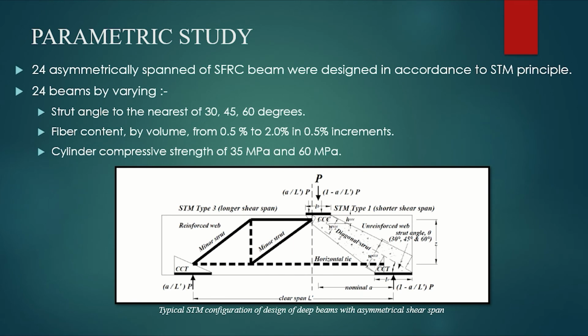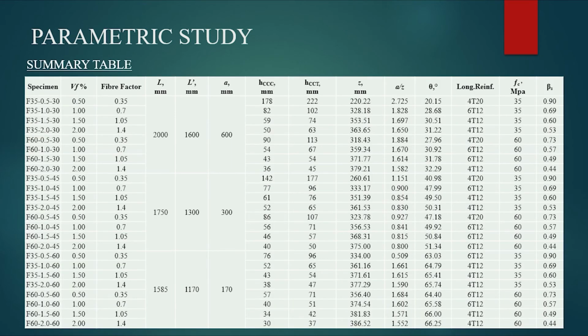A total of 24 asymmetrical spans of SFRC beams were designed in accordance with STM principles. Three design parameters were varied systematically in this study. For example, the strut angle was designed to the nearest of 30, 45, and 60 degrees, the fiber content by volume from 0.5% to 2% with an increment of 0.5%. Last but not least, cylinder compressive strengths of 35 and 60 megapascal were used to conduct this parametric study. And a summary is tabulated in the table below.